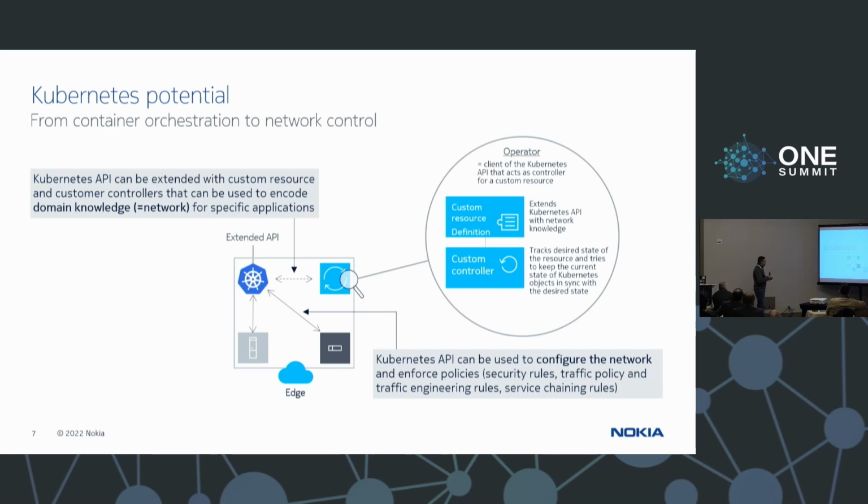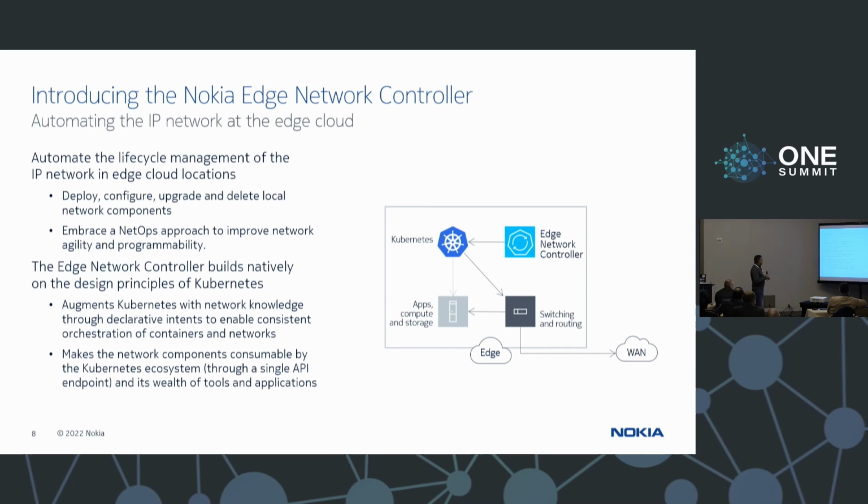So what we thought is, why not use this extensibility concept, especially for the edge, and build a very lightweight controller around it. The domain knowledge in that case is: how do you configure the network, how do you apply the networking policies, how do you apply traffic policies, and so on. We did that, and we are calling that the Edge Network Controller. We introduce a set of operators, basically with the domain knowledge. We started off by looking inside our house for Nokia switches and routers, but this is vendor agnostic.